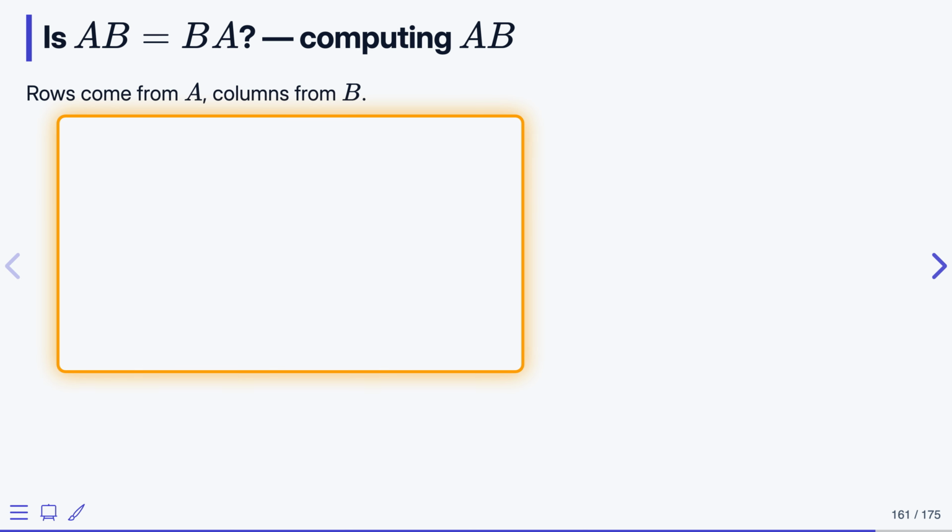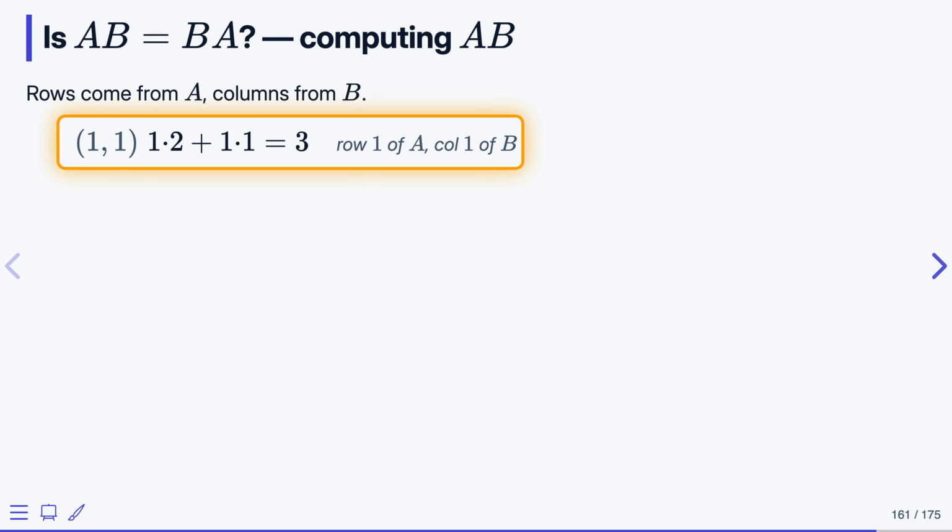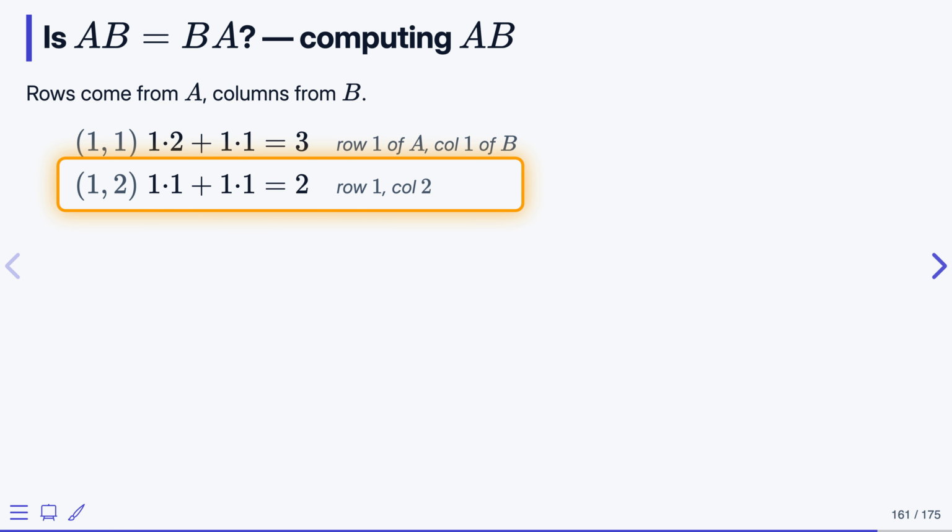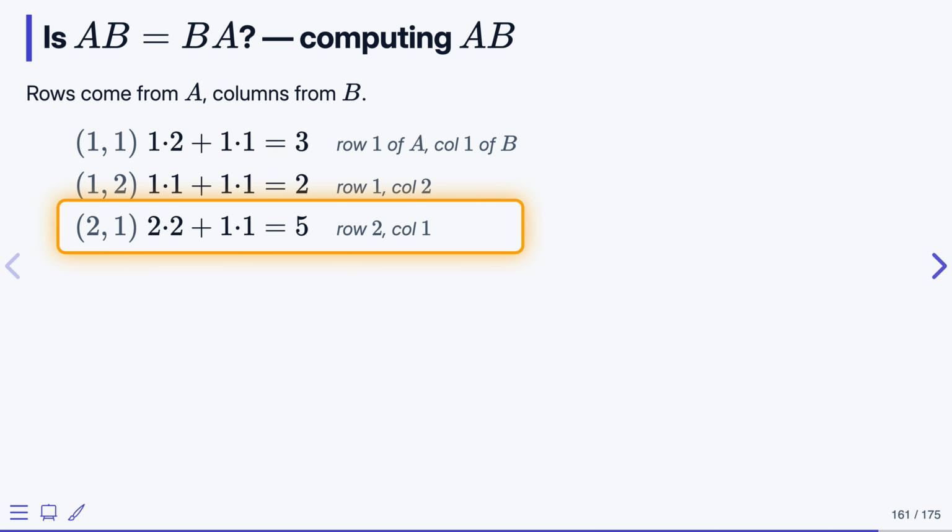First, A times B: rows come from A, columns from B. Position 1, 1. Row 1 of A is 1, 1. Column 1 of B is 2, 1. 1 times 2 is 2, 1 times 1 is 1. 2 plus 1 is 3. Position 1, 2. Row 1 of A again, but column 2 of B, which is 1, 1. 1 times 1 is 1, 1 times 1 is 1. That is 2.